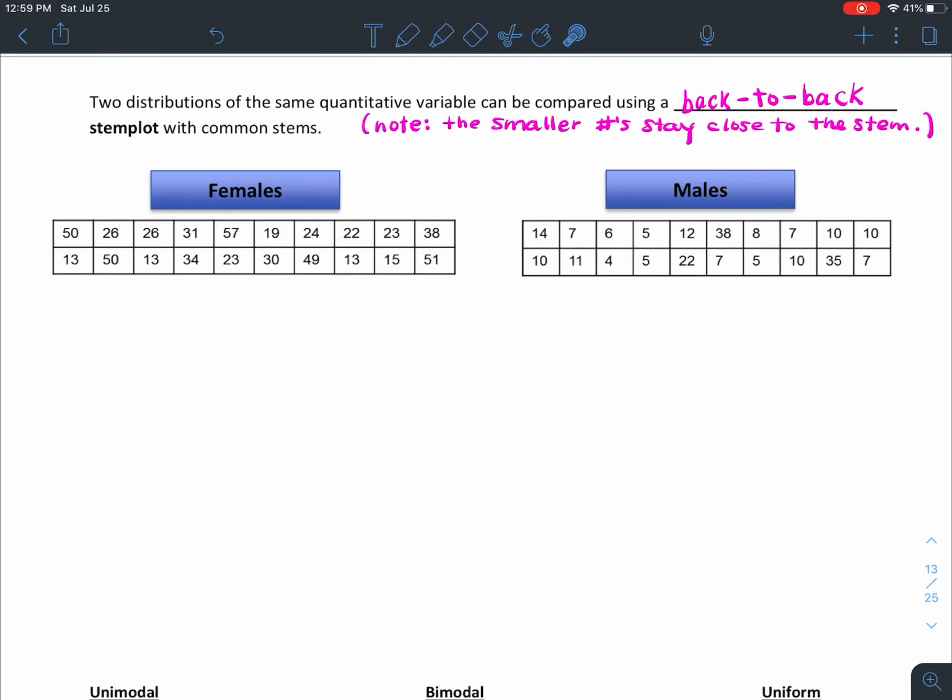Now how can you do what's called a back-to-back stem plot? Well, you're going to put your stems down the middle. The reason I'm including 0 now as a stem and I didn't before is because there are some single-digit answers here for the males.